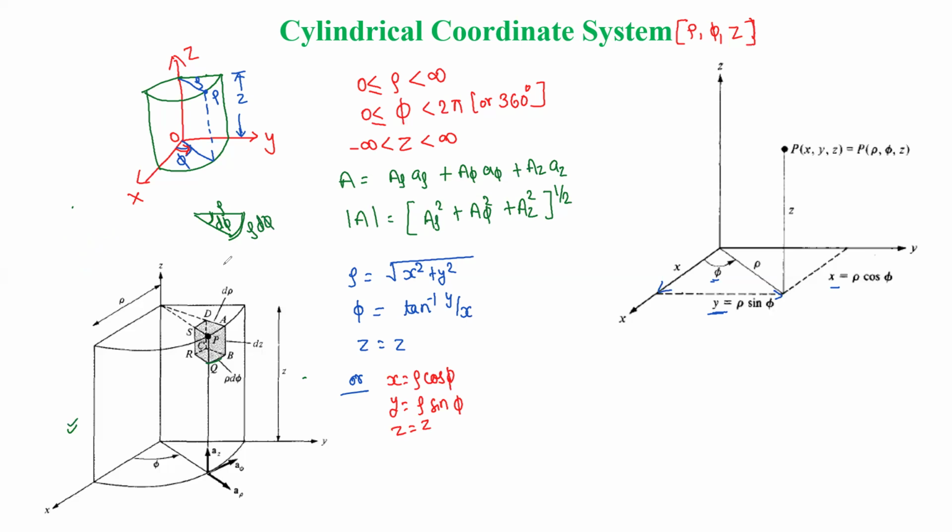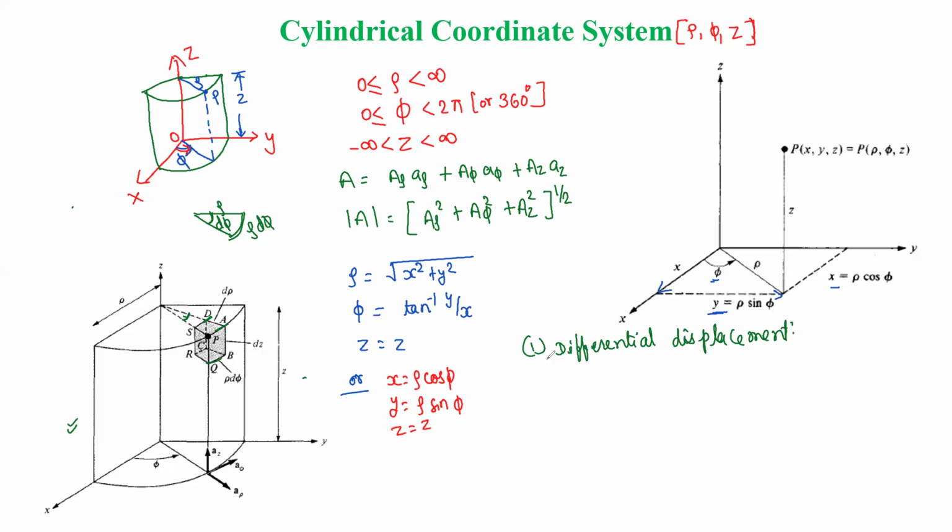Similarly, the differential length along the radius is d rho, and this angle is the differential angle d phi. On the basis of this, what will be the expression for the differential displacement? Already we have seen the Cartesian one, so can you write it here?